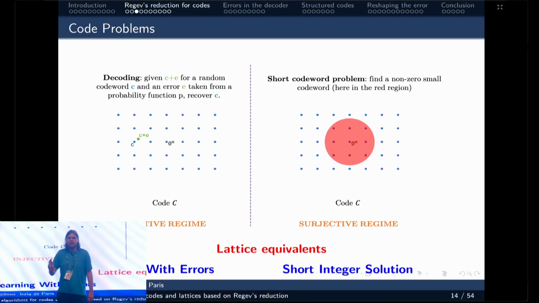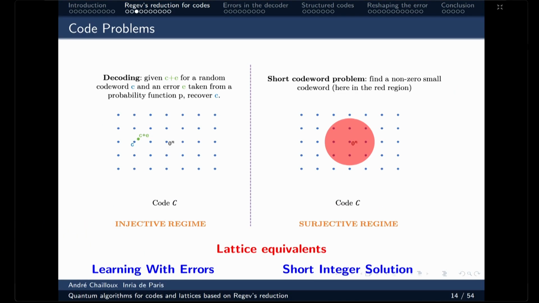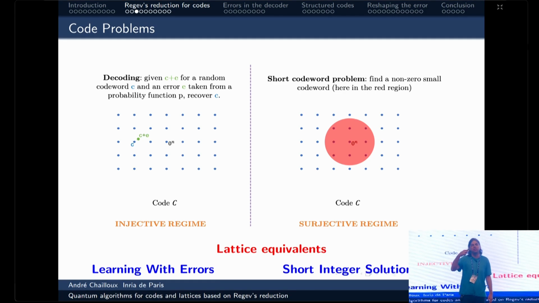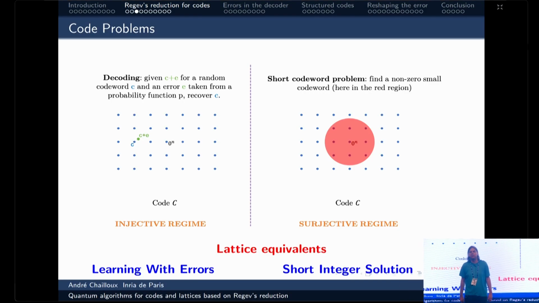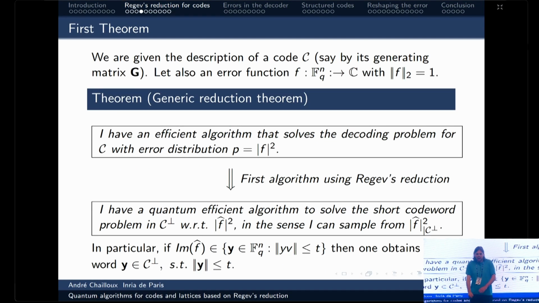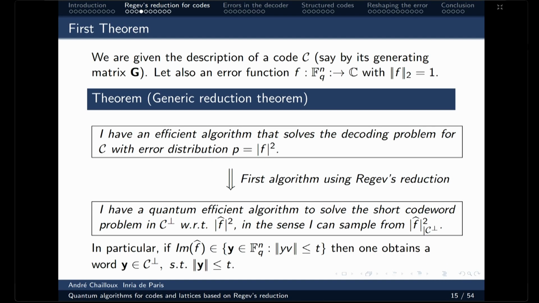Here I recall the two problems. Now that we have this code, specified by a generating matrix, you have these two problems that I remind you: the one in the injective regime and the one in the surjective regime, the decoding problem and the short codeword problem. And so what does Regev's reduction do actually?